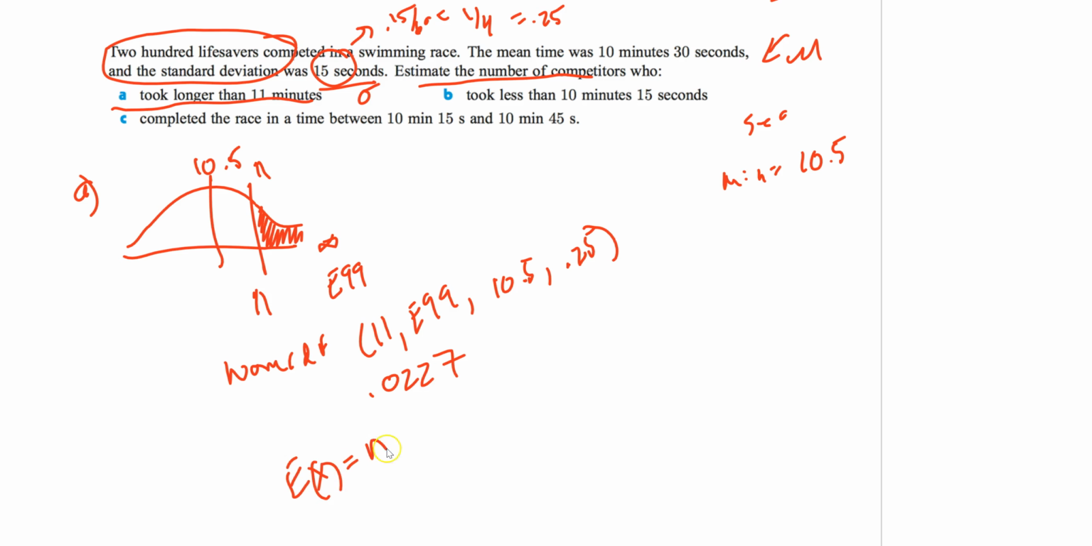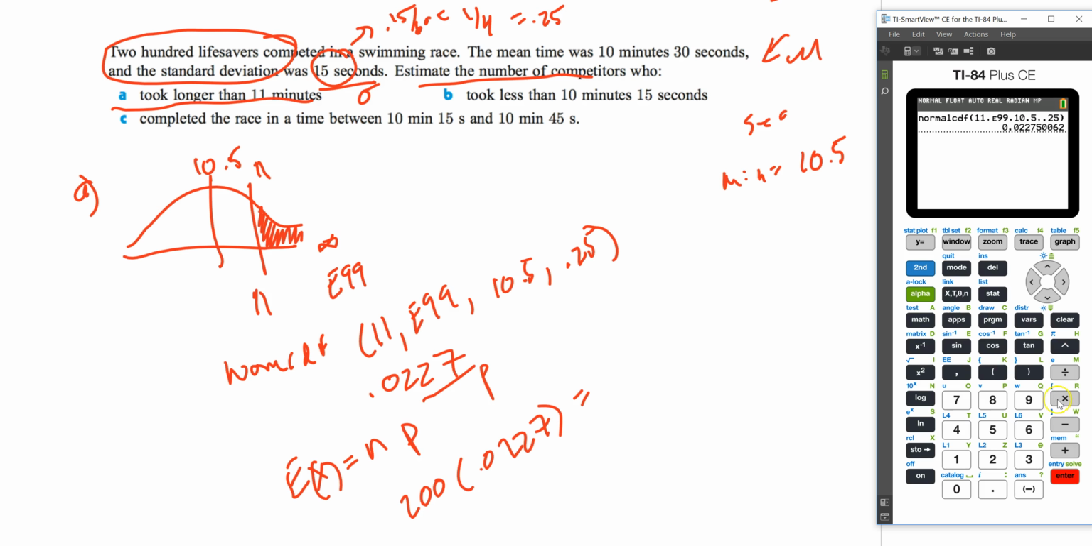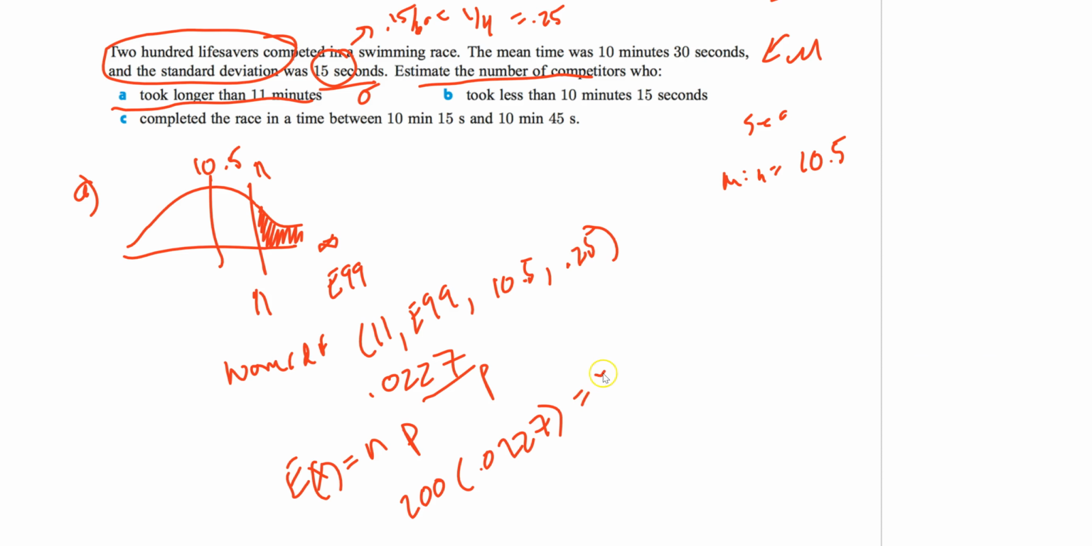It's n times p. That's my p, that's my n. Multiply them together: 200 times 0.0227. Put that into your calculator. So I'm just going to get my answer and times it by 200. And then voila, about 4.55 competitors spend longer than 11 minutes. We call those the losers of the race. But that's it for that type of idea.